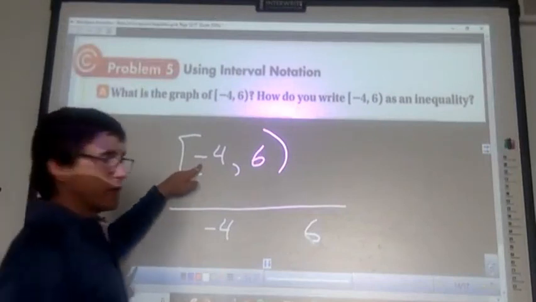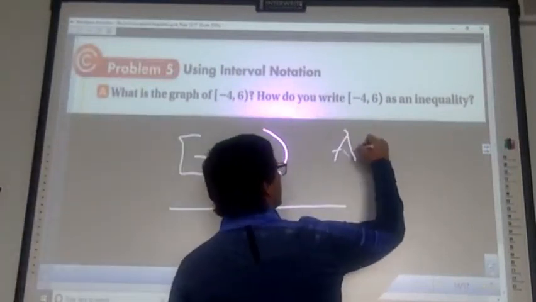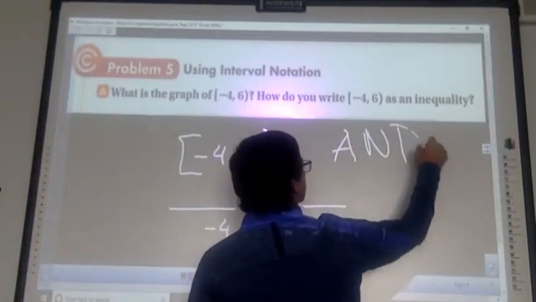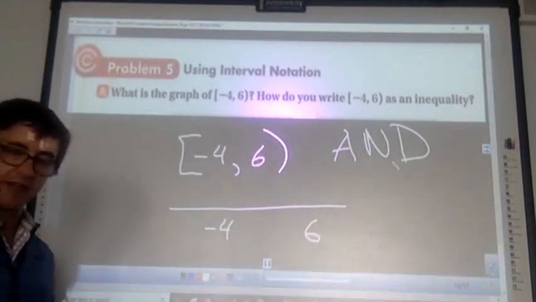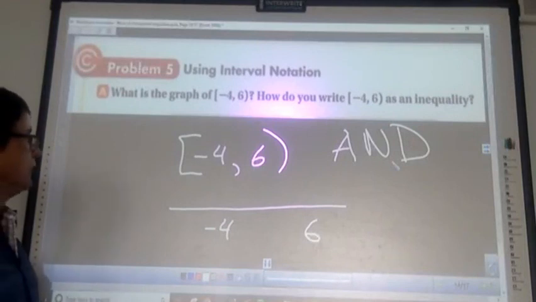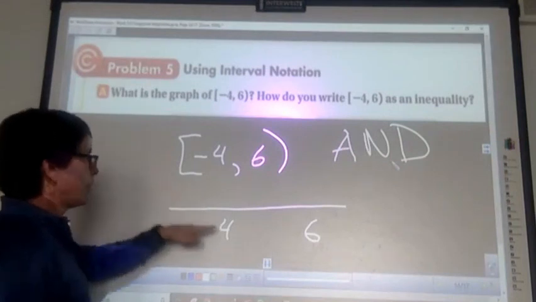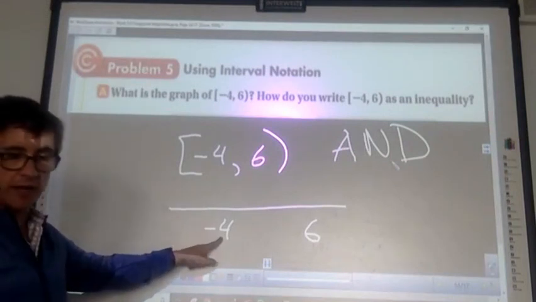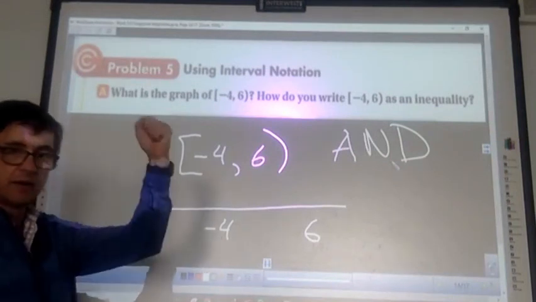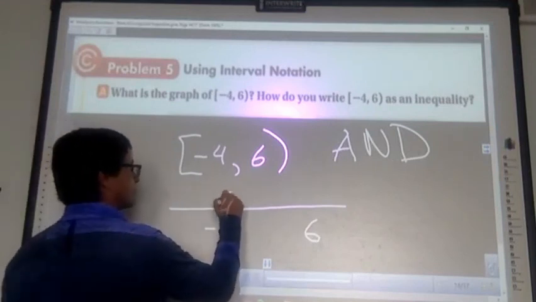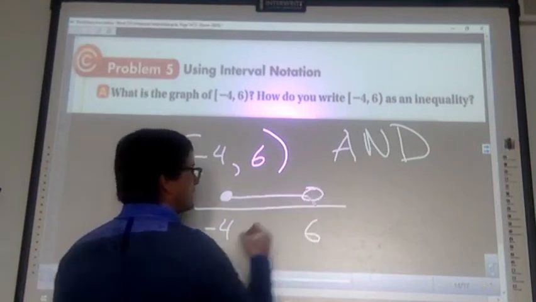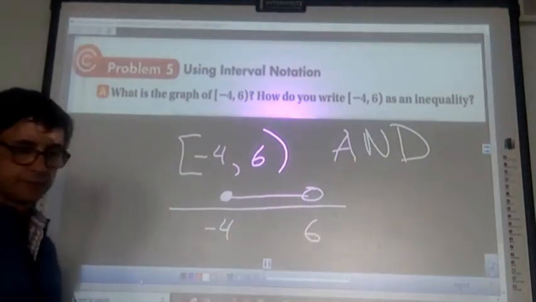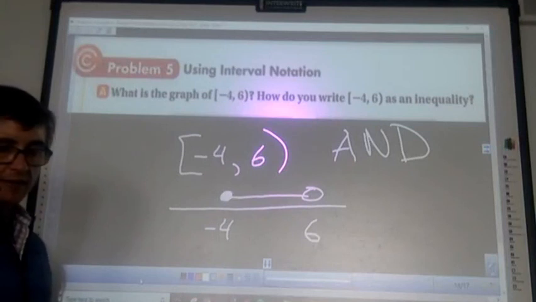When you see two numbers, it's always an and. Okay, two numbers, always an and. If you see an infinity, that's when you're going to do it different. So open or close dot at -4. Show me with your hand. Open or close dot. Close. 6 is open. It's an and. So they connect. Simple as that.